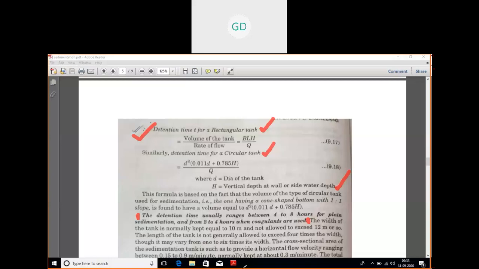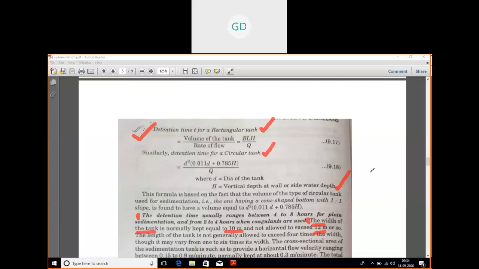Also, the width is given here. The width of the tank is normally kept equal to 10 meter and is not allowed to exceed 12 meter or so. So the width is taken to be 10 meter, and it is not allowed to exceed 12 meter. So it is kept between 10 to 12.